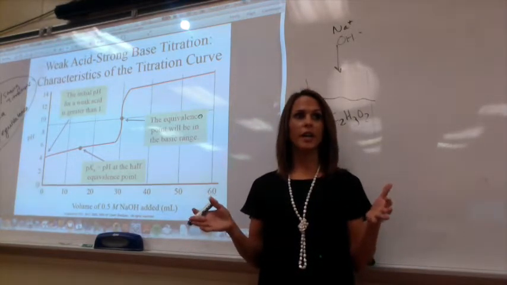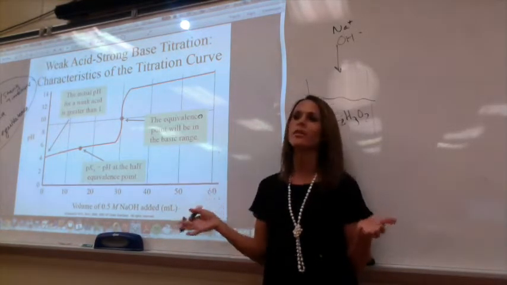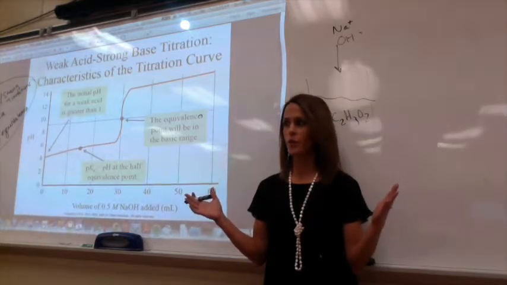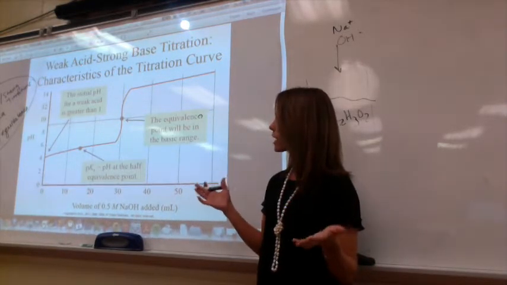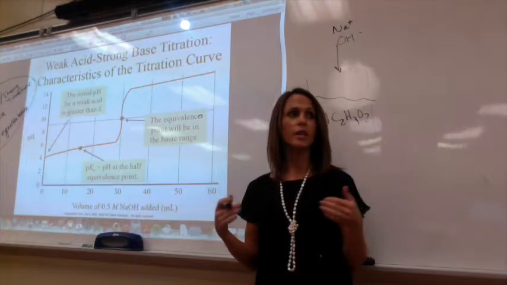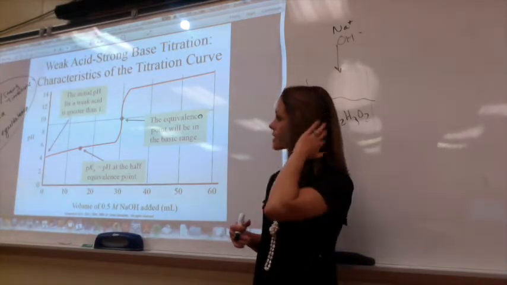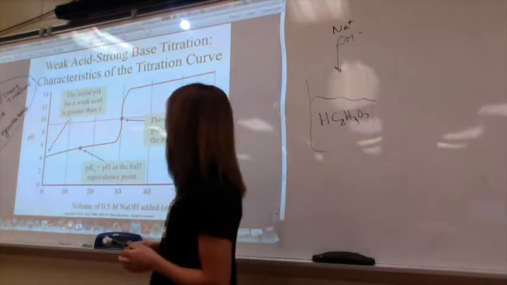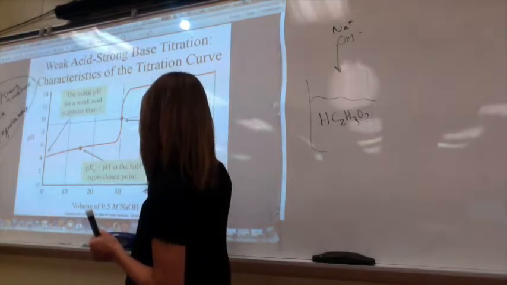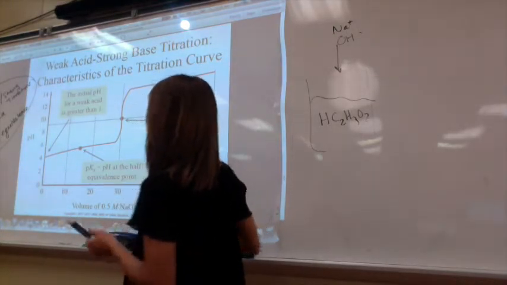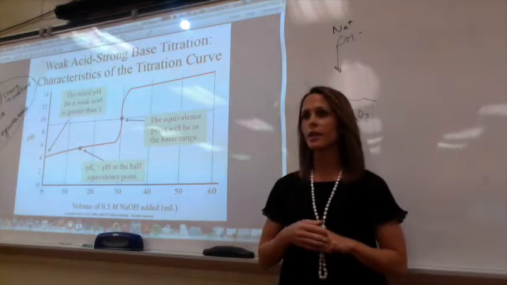Starts around 4, right? I know that this is telling you it, but you will get graphs where you have to predict what it is. So we know that it's around a 4, so that would be a low pH, not a 1, so it's a weak acid. And then our equivalence point is the halfway point as you go up that. So what was the pH at the equivalence point?